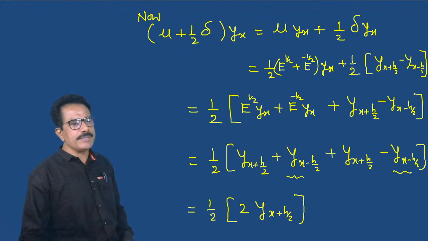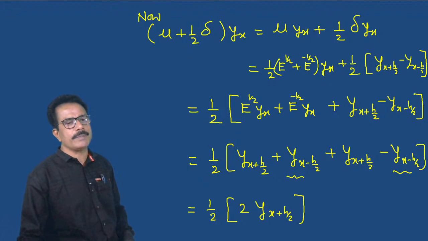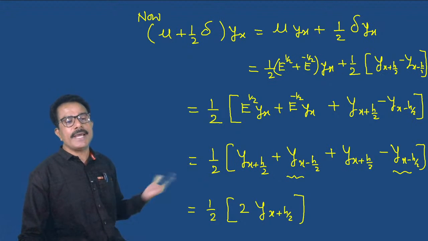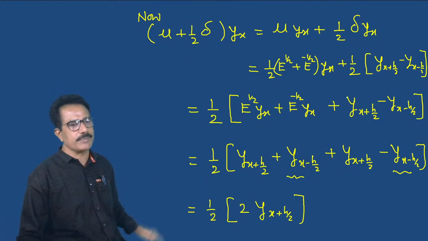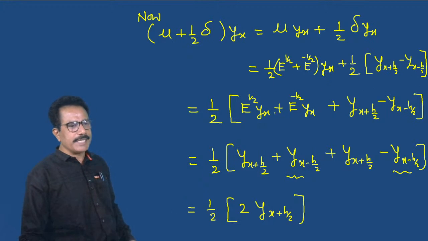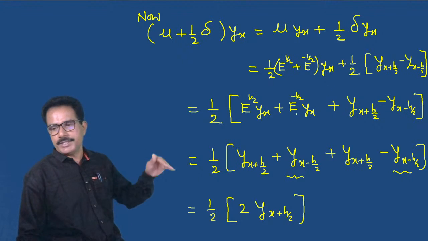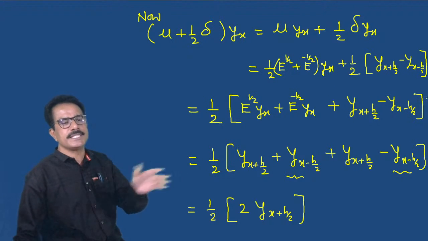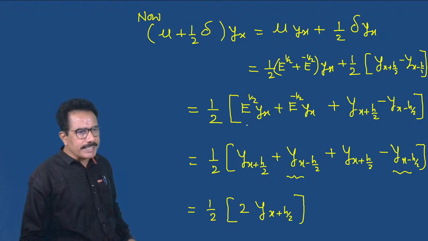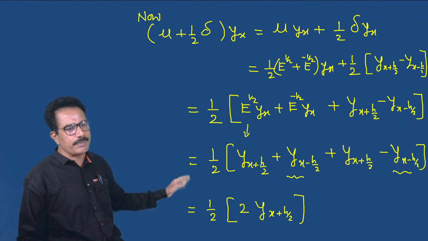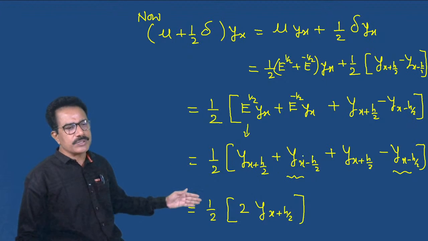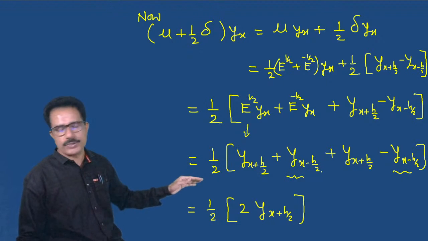mu of yx means 1 by 2 e raised to 1 by 2 plus e raised to minus 1 by 2 yx plus 1 by 2 delta means delta yx means y of x plus h by 2 minus y of x minus h by 2. So operate this. परत याला ऑपरेट करा. 1 by 2 कॉमन काढा. e raised to 1 by 2 yx plus e raised to minus 1 by 2 yx plus this, as it is. परत याला ऑपरेट करा. So we can operate e raised to 1 by 2 yx is equal to y of x plus h by 2, e raised to minus 1 by 2 yx means y of x minus h by 2.